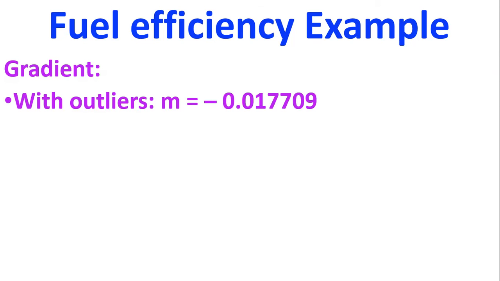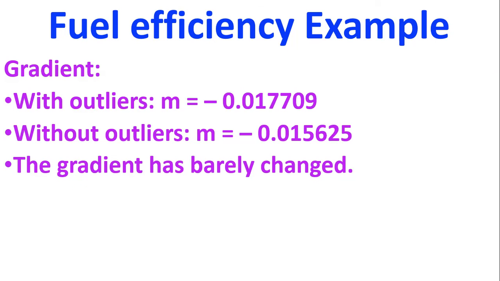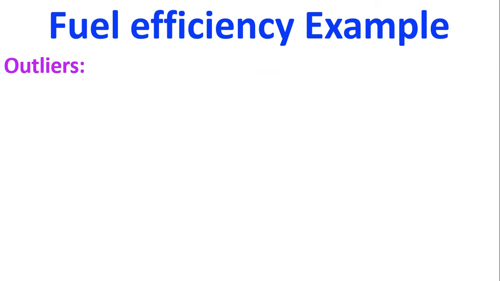Then look at the gradient. When I have the outliers, my gradient, M, is negative 0.0177. Without the outliers, so when I remove them, the gradient changes to negative 0.0156. So that gradient has barely changed. It's only changing by about 0.002. That means both our correlation coefficient and our gradient have barely changed at all when we remove the outliers, and that means those points that we removed are simply outliers or possible outliers, but they are not influential points. So how do we talk about them?